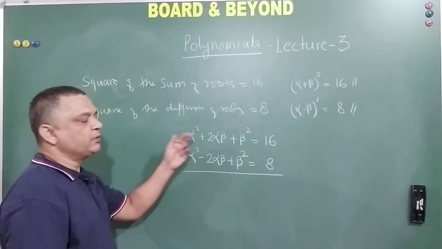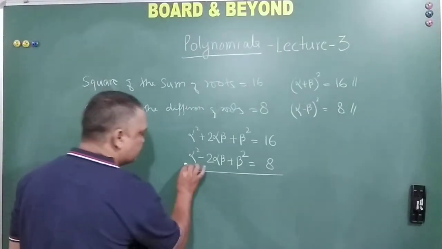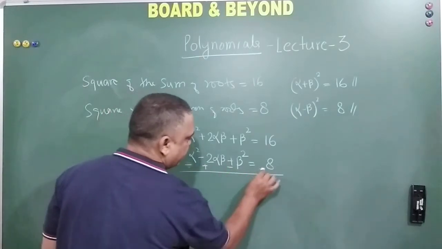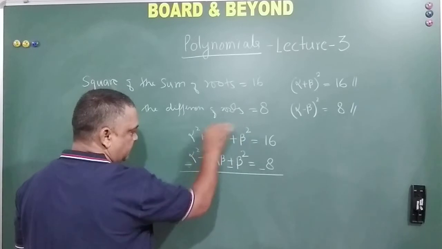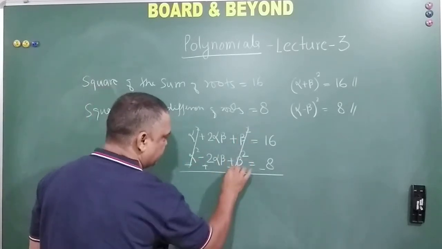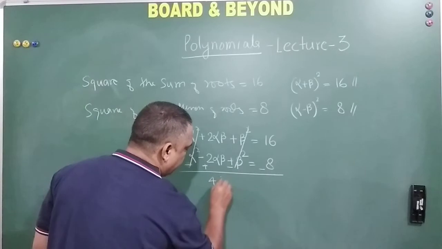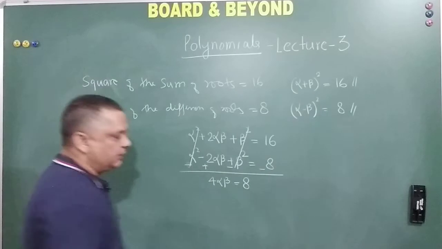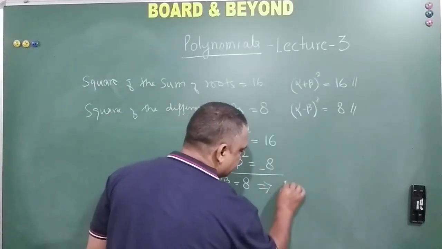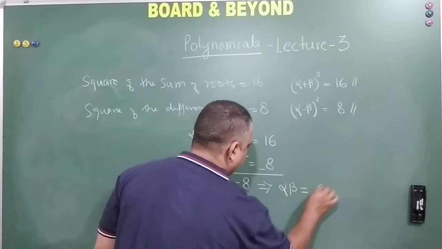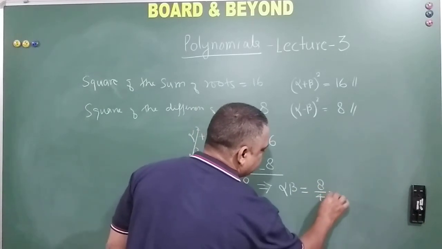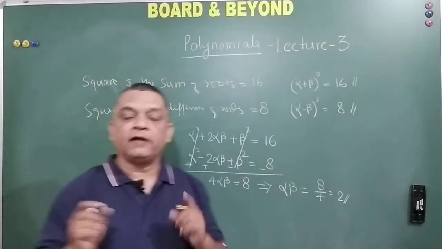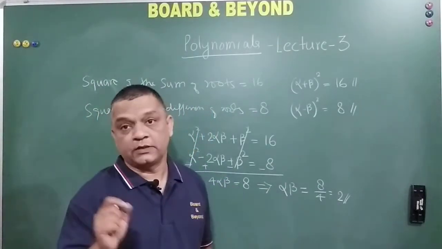Let's subtract equation 1 and equation 2. So the signs will change, this will become minus, minus and minus. So in the process, this will get cancelled and this will get cancelled. I am left with 4 alpha beta is equal to 8. So alpha into beta will be equal to 8 by 4, that is equal to 2. Now I have got the product of the roots as equal to 2.